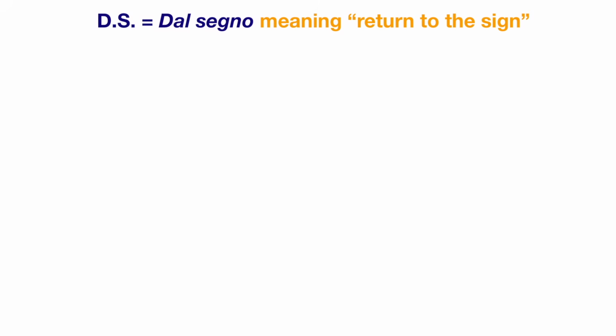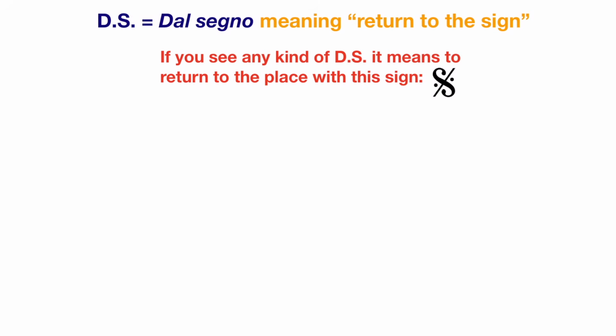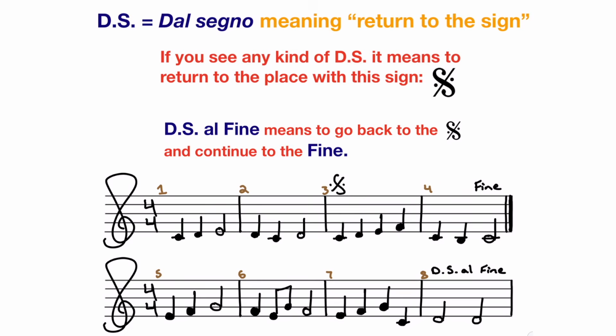Another common Italian phrase you'll see is DS, which stands for dal segno, meaning return to the sign. If you see any kind of DS, it means to return to the place with this sign. So DS al fine means to go back to the sign and continue to the fine. This is different from DC al fine, which means go back to the beginning instead of back to the sign.